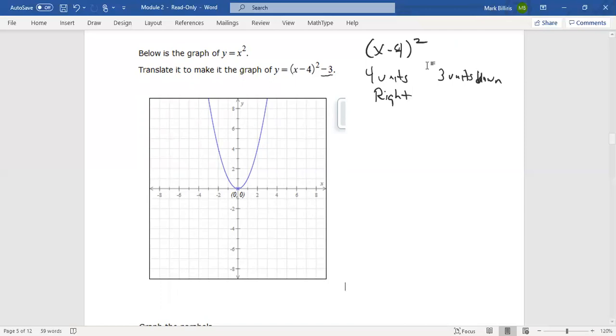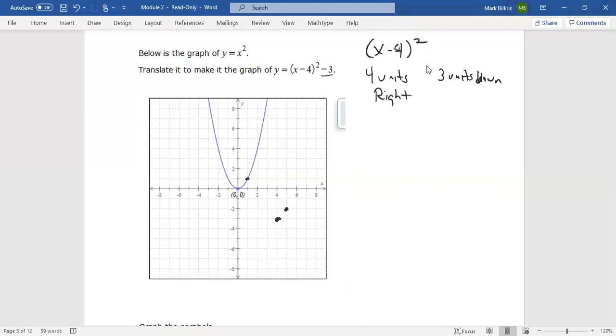So we take our graph, our 0, 0, and that's going to shift 4 units to the right and 3 units down. So our new vertex is at 4, -3. So remember, every point shifts by that amount. So we can take this point 1, 1 here, and that also shifts 4 units to the right and 3 units down.